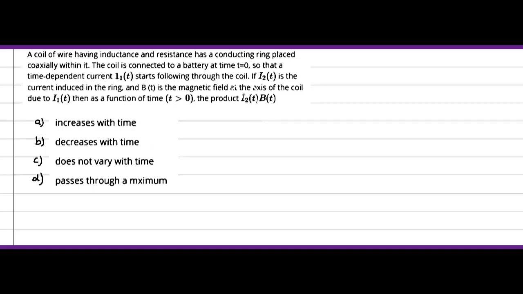Now what do we need to find? We need to find whether the product of I2 and B with respect to time would be increasing, or decreasing, or does not vary with time, or passes through a maxima. We know that the magnetic field at the axis of the coil as a function of time would be equal to mu naught n into I1. Because this magnetic field is due to the current I1, B as a function of time is equal to mu naught n I1(t).